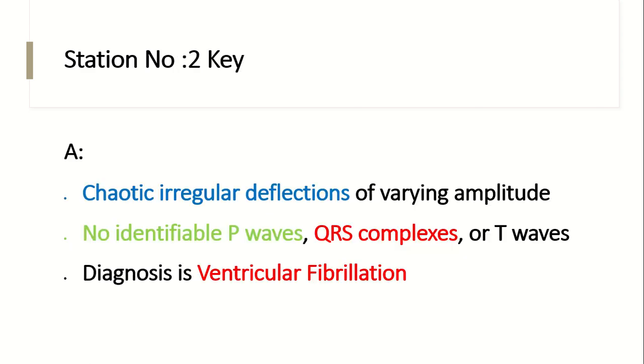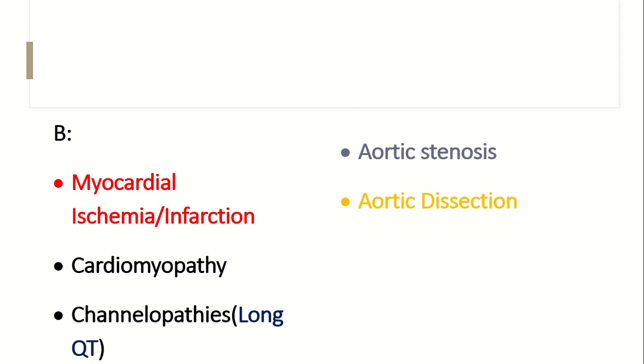What are the causes of this condition, ventricular fibrillation, VFib? Myocardial ischemia or infarction is the most common cause of this condition. Other causes are cardiomyopathy, channelopathies like long QT syndrome, aortic stenosis, and aortic dissection.